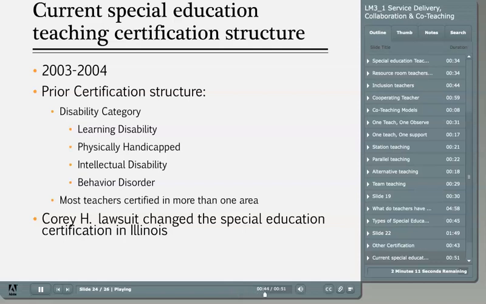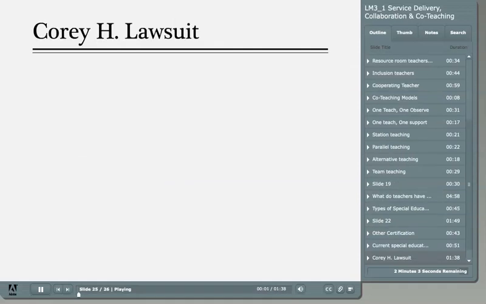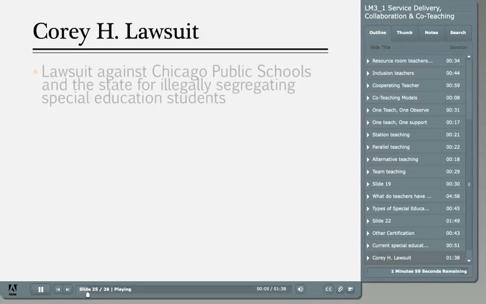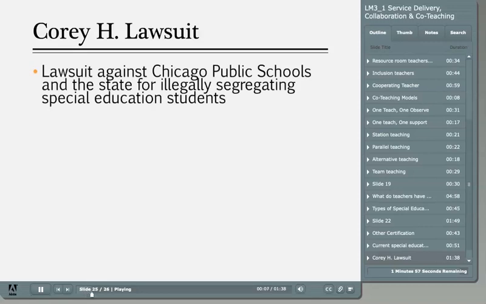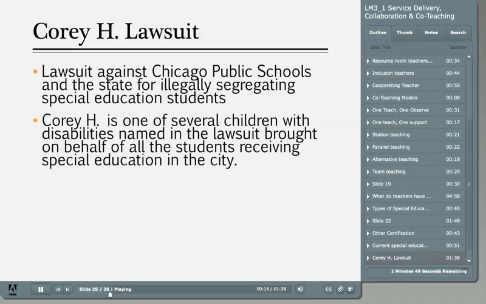This method of special education teacher certification changed because of a lawsuit called the Corey H. lawsuit. This lawsuit just wasn't about special education teacher certification. It had ramifications for a lot of issues and practices associated with special education. But in terms of teacher education, or teacher certification, here's the story.